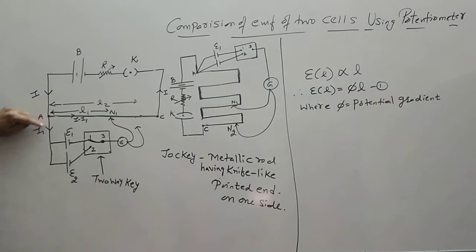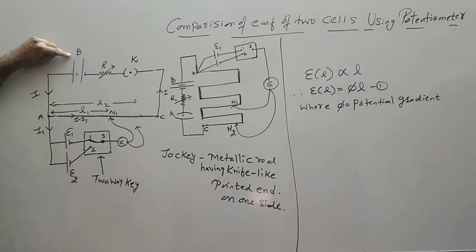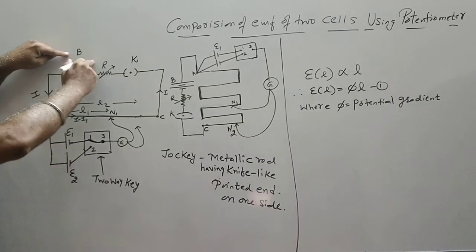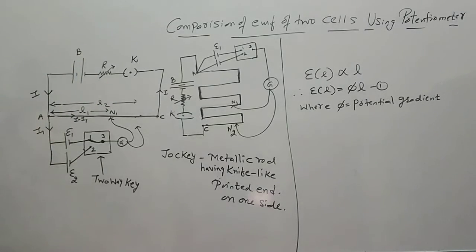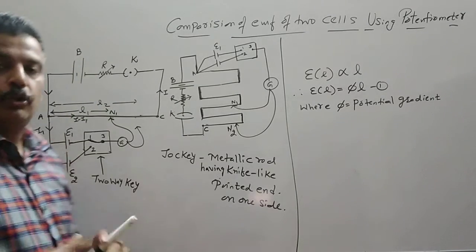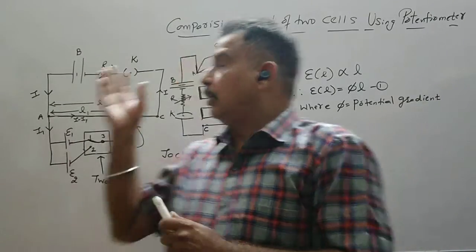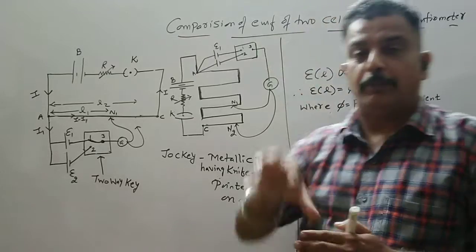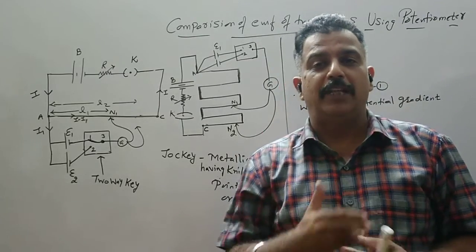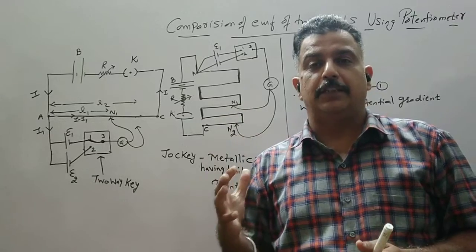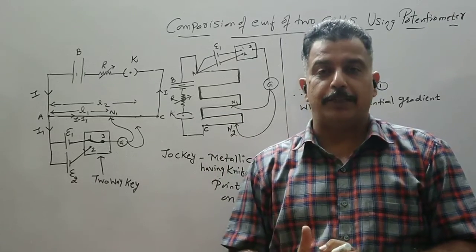Now this I1 current will enter into the cell having EMF E1, so current is entering. The battery is at high potential as compared to this cell. So the driver battery EMF should be greater than the EMF of the cell to be measured. It means if the EMF of the cell has to be measured, its EMF should always be less than the driver battery. The driver battery is a battery which drives the potentiometer.